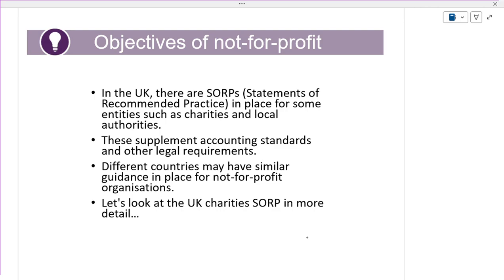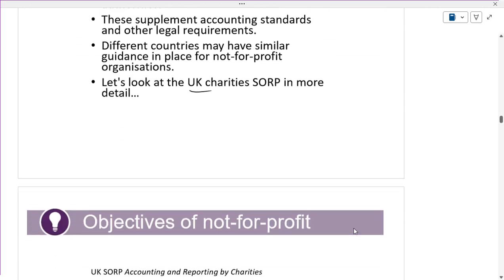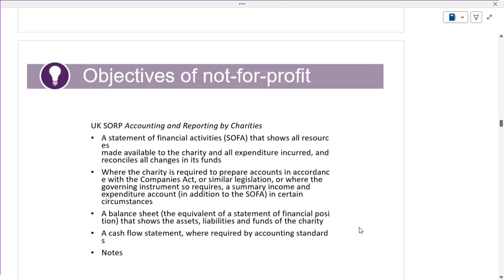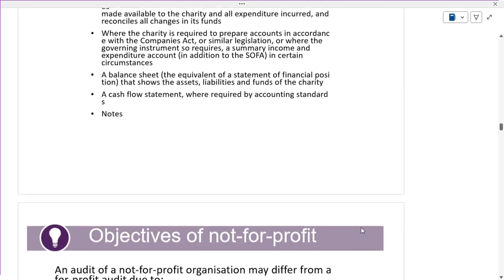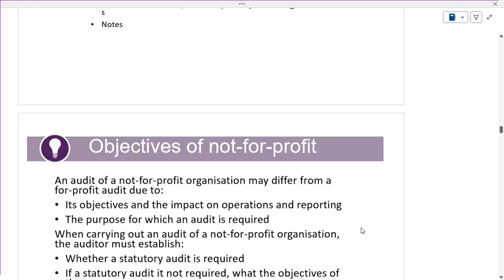The supplement, what they are saying, they are talking about charities. There is no way it is related to us, anywhere it will come. This is also not coming. But don't say that it's not coming, at least once you read it. They will say that it is a statement of financial activities. Fine. They have the balance sheet, assets, liabilities, all those things. Notes will be there. Cash flow statement will be there.